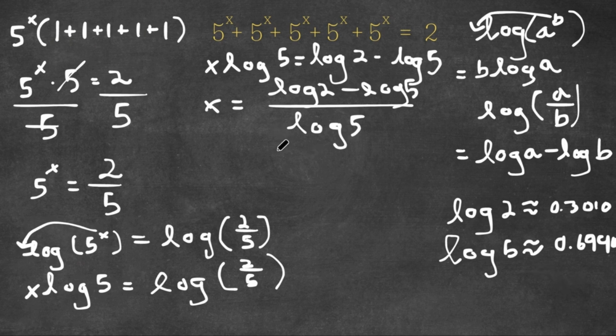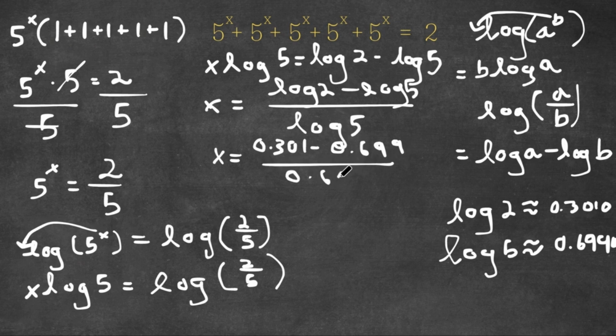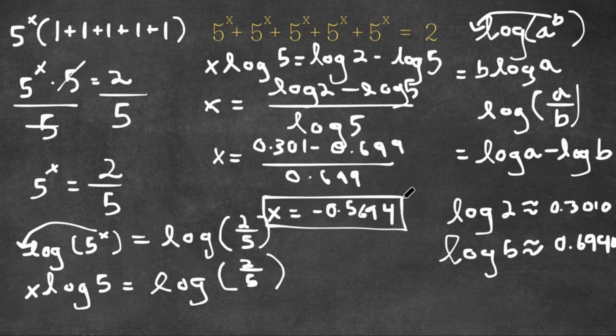So now if we plug these values in, we get x is equal to 0.301 minus 0.699 over 0.699, and this means that x is equal to negative 0.5694. So this is our answer.